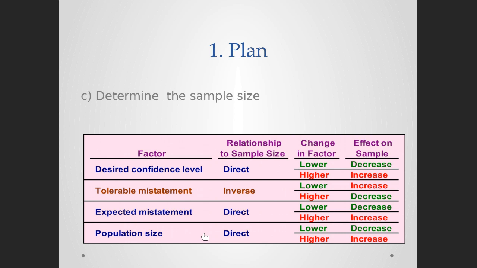Okay, so you should know the differences between the two, because we have studied so far two: attribute sampling and monetary unit sampling. And this is the first stage of the four stages: planning, performing, evaluating, and documenting. This is the first stage, which is the planning stage.